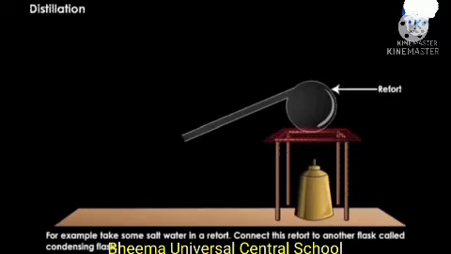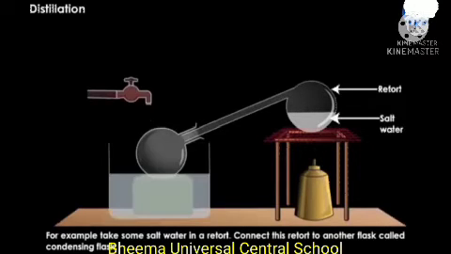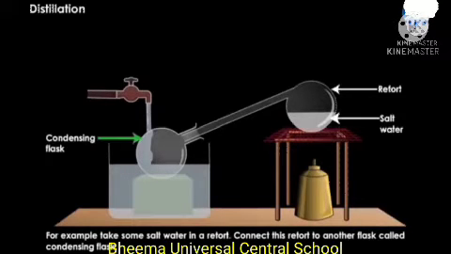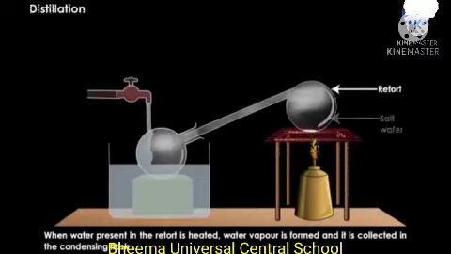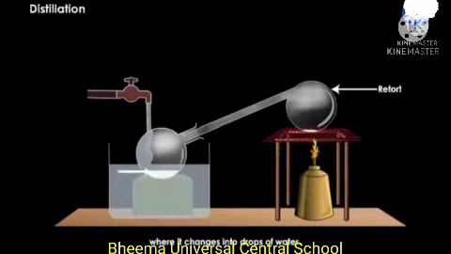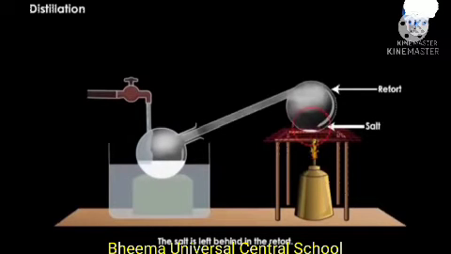For example, take some salt water in a retort. Connect this retort to another flask called a condensing flask. When water present in the retort is heated, water vapor is formed and it is collected in the condensing flask, where it changes into drops of water. The salt is left behind in the retort.